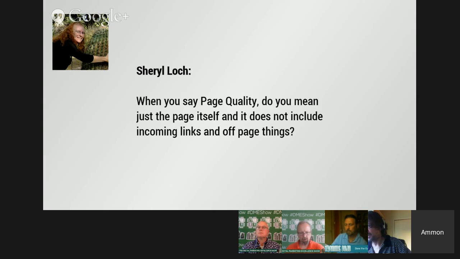Yeah, I'm going to flash this question from Ammon here. When you say page quality, do you mean just the page itself, and it does not include incoming links and off-page things? I would disagree probably with Bill, but I'm going to say yes. It's only the page.